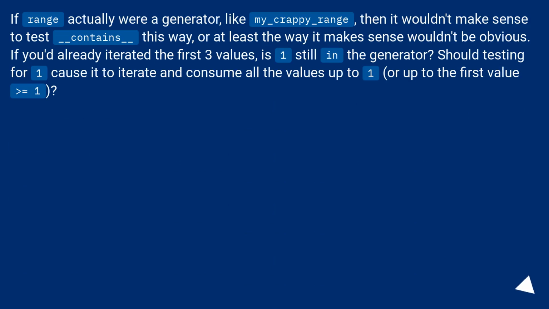If range actually were a generator, like my crappy_range, then it wouldn't make sense to test __contains__ this way, or at least the way it makes sense wouldn't be obvious. If you'd already iterated the first 3 values, is 1 still in the generator? Should testing for 1 cause it to iterate and consume all the values up to 1, or up to the first value that is greater than or equal to 1?